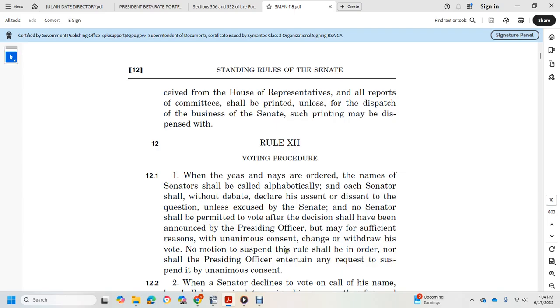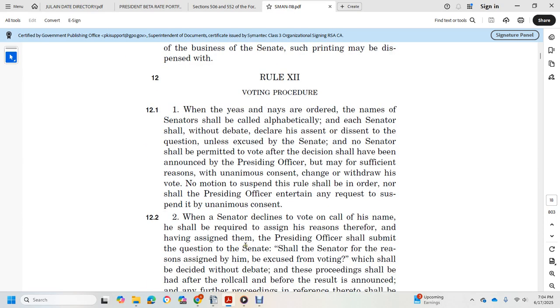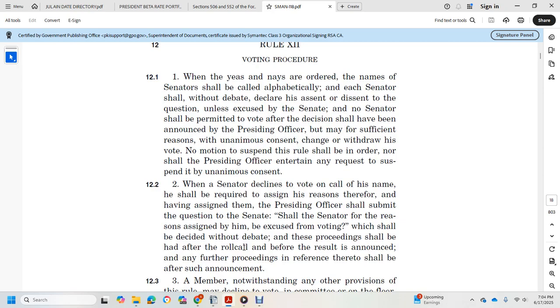No motion to suspend this rule shall be in order, nor shall the presiding officer entertain any request to suspend it by unanimous consent. When a senator declines to vote on a call of his name, he shall be required to assign the reason thereof, and when he has assigned them, the presiding officer shall submit the question to the Senate.